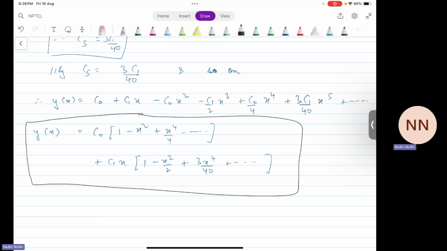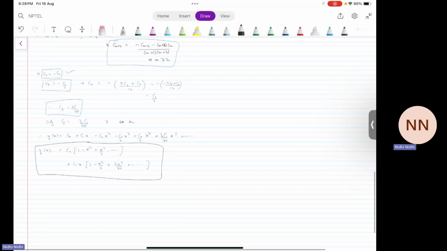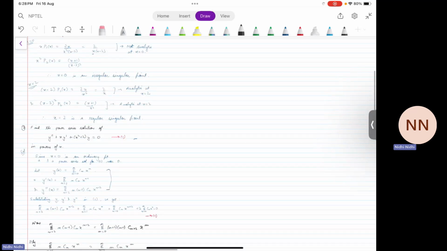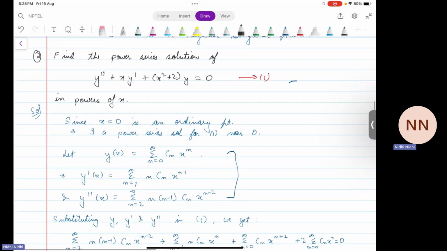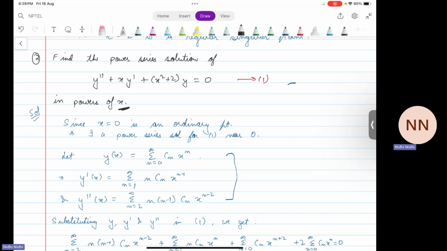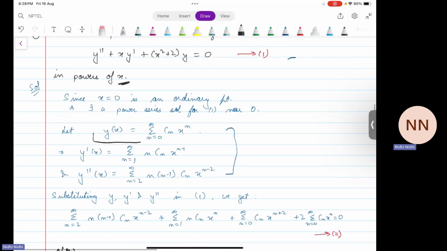I hope you all got the concept behind this solution. All we need to see is that, first of all, since we need to find the solution in powers of x, that means we want the solution near x equals 0. So firstly we'll see whether x equals 0 is an ordinary point or singular point or what kind of point it is. Here clearly x equals 0 is an ordinary point. Since it is an ordinary point, we know that there exists a power series solution near x equals 0. So we suppose y(x) to be this power series.